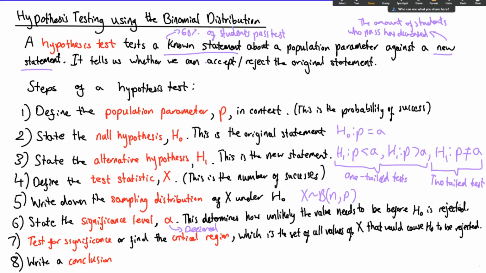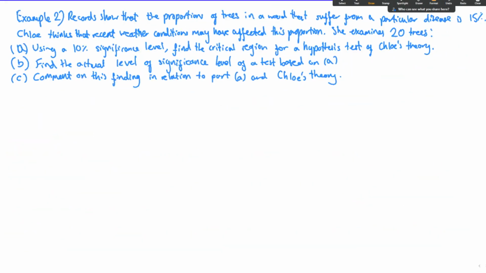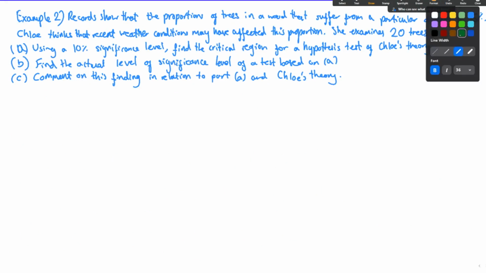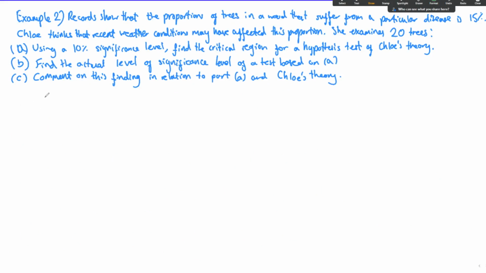On a two-tailed test, it's actually quite different. So let's do the same thing. Let's just answer this question going through the steps. And this is a two-tailed test now. Okay, so it says that records show that the proportion of trees in the wood that suffer from a particular disease is 15%. Chloe thinks that the recent weather conditions may have affected this proportion. She examines 20 trees. Using a 10% significance level, find the critical region for a hypothesis test of Chloe's theory. So that's part A. So let's do that.